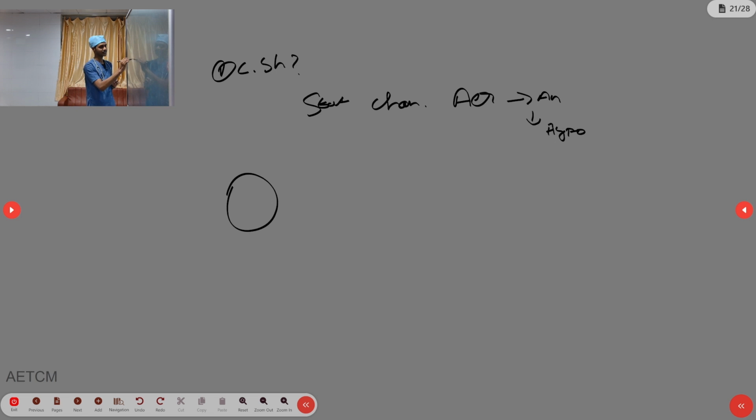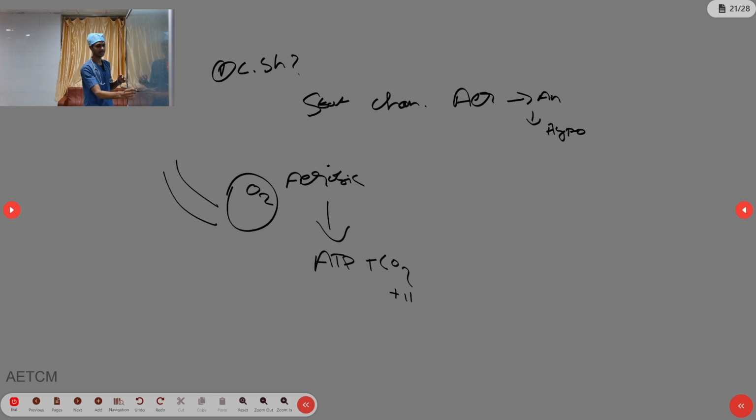So here we have a cell. Your blood will provide the oxygen, that is perfusion. Via perfusion, your cell will get the oxygen, which will put it into aerobic metabolism. In the presence of oxygen, this metabolism will happen. In the end, you will get ATP, adenosine triphosphate, and then you will get carbon dioxide and water. So this is the normal mechanism in the presence of oxygen.